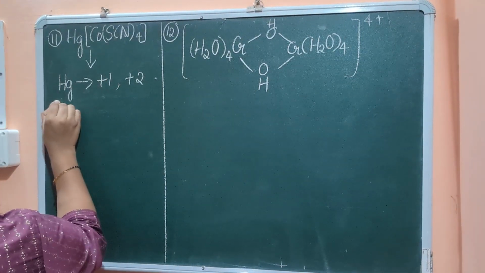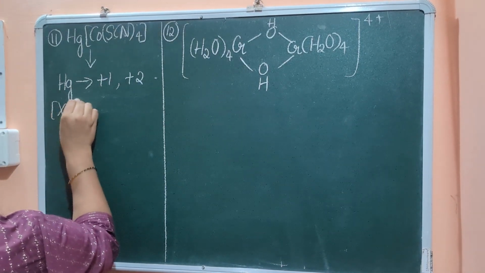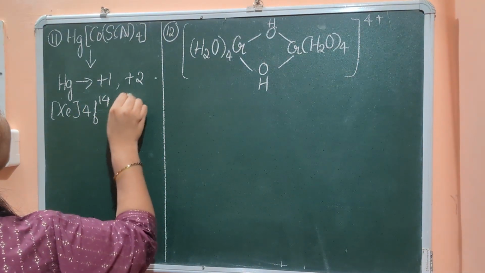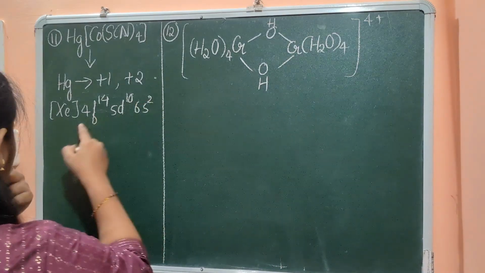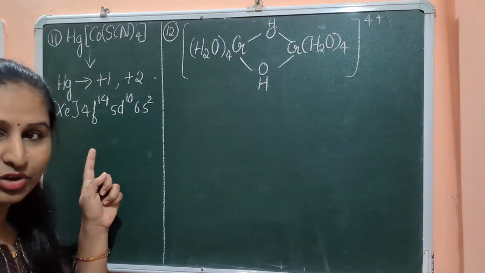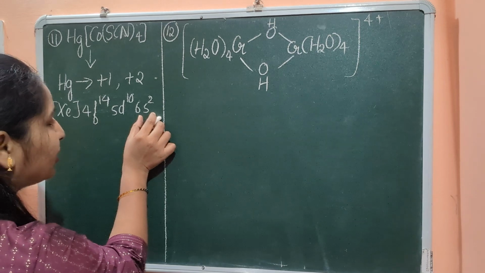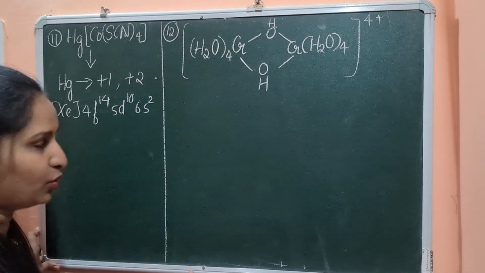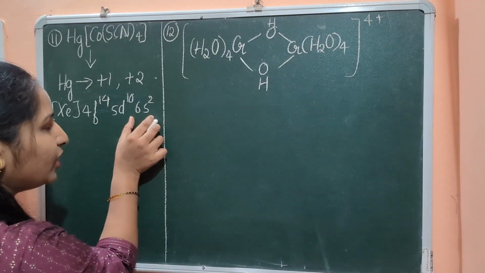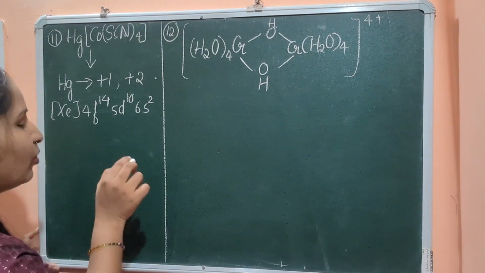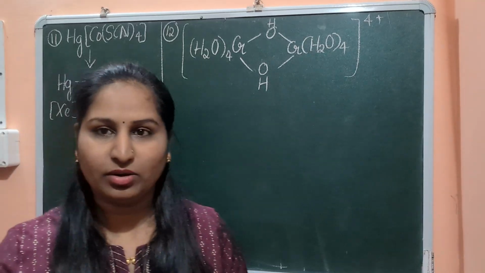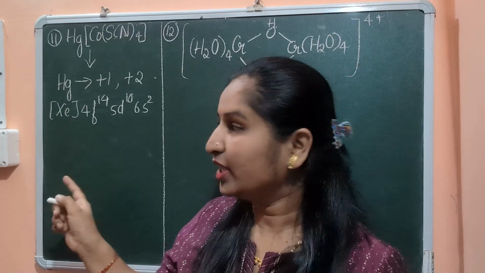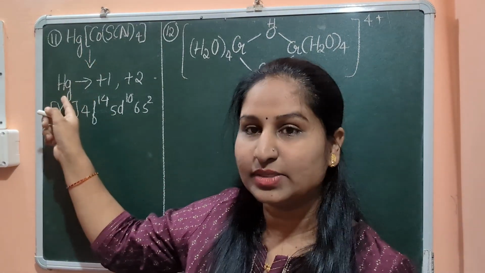because it has atomic number 80 and its electronic configuration is xenon 4f14 5d10 6s2. With this electronic configuration, when it loses 2 electrons, the Hg atom is going to become stable as a +2 ion. Whereas if there is a loss of only 1 electron, it is going to have an incompletely filled electronic configuration, hence it is going to be unstable. So Hg is going to dissociate as +2 here.